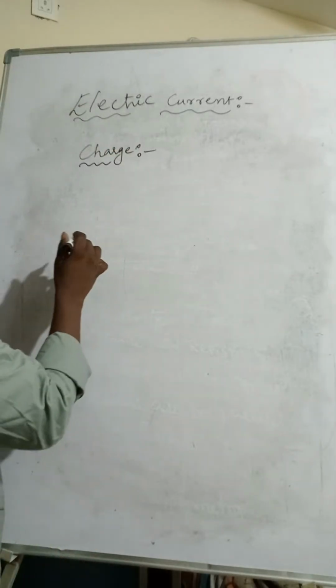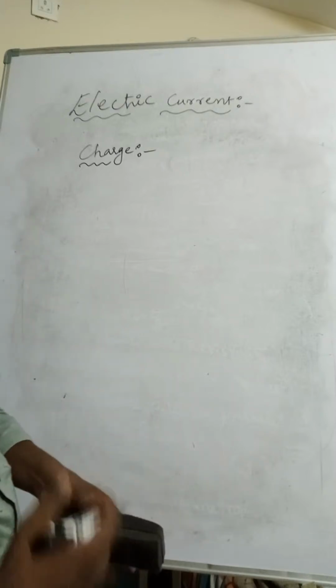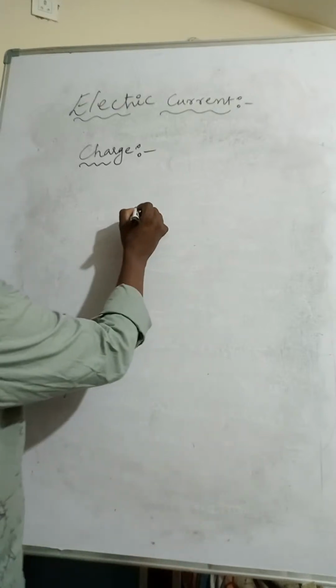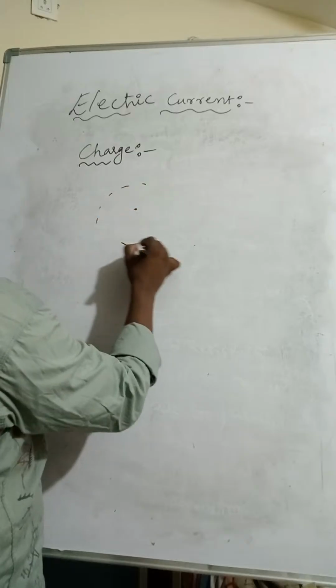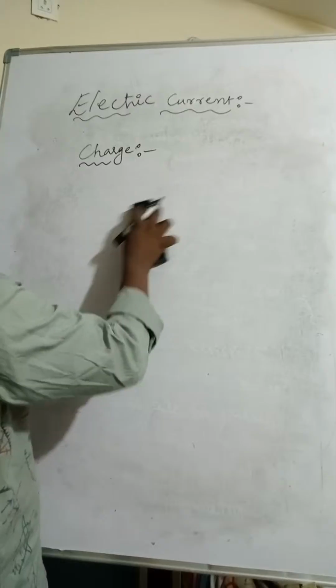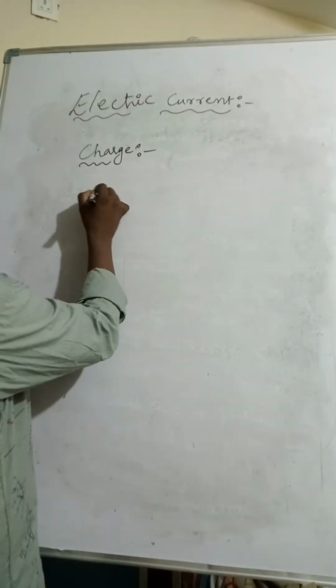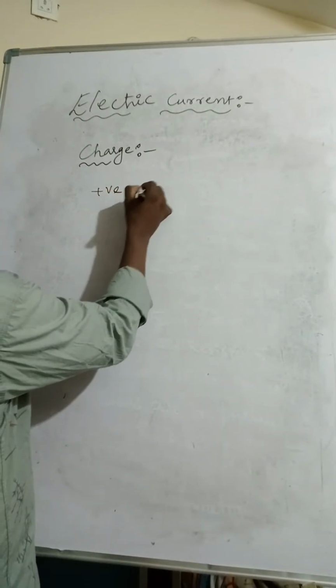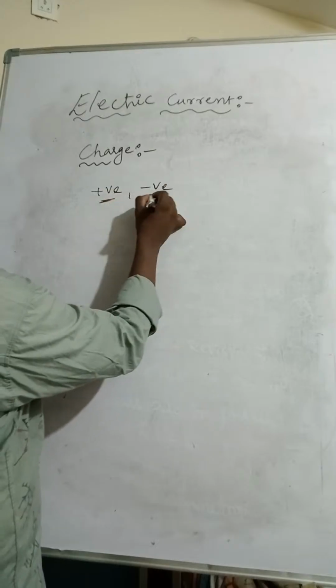Charge is a property of matter which influences the presence of other charges. So if I'm taking this charge, around it, if any charge is there, it will influence. So there are two charges: one is positive charge, another one is negative charge.